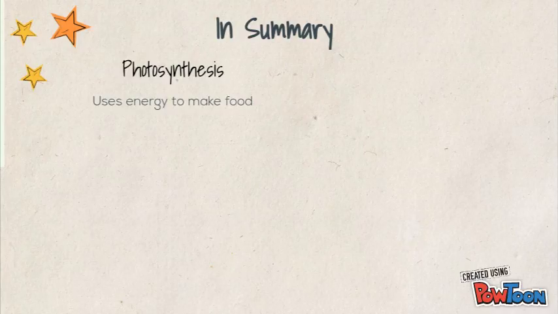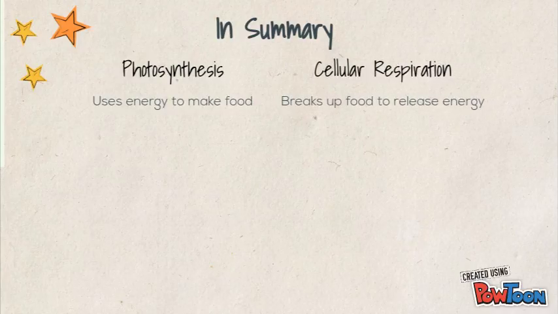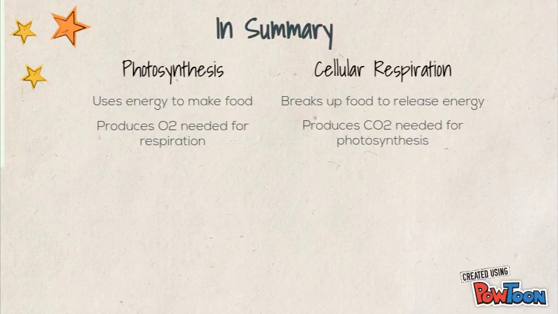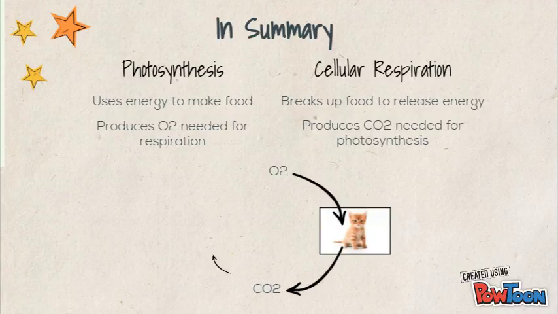So, in summary, photosynthesis uses energy to make food, while cellular respiration uses food to make energy. In general, photosynthesis produces the oxygen needed for respiration, which in turn makes CO2 for plants. Both are dependent on the other, and would not be able to function on their own.